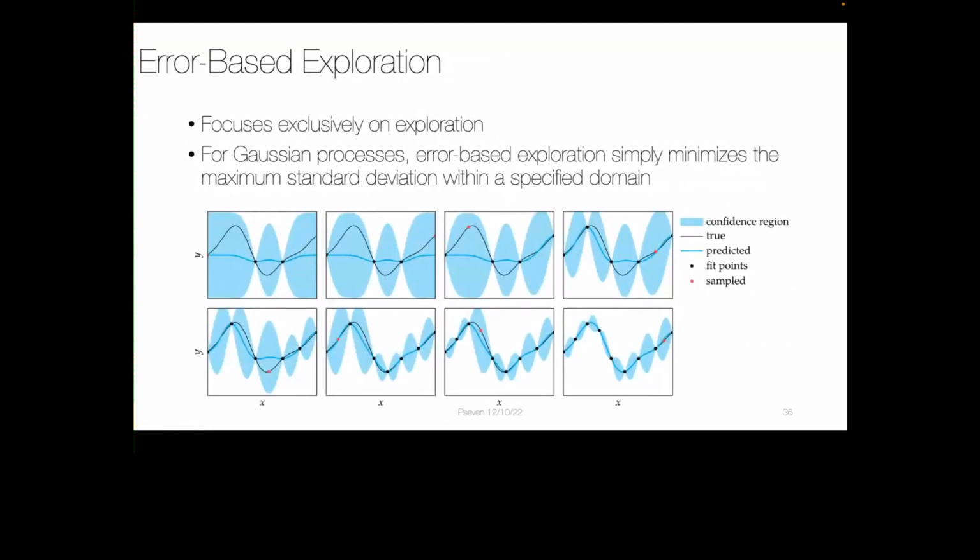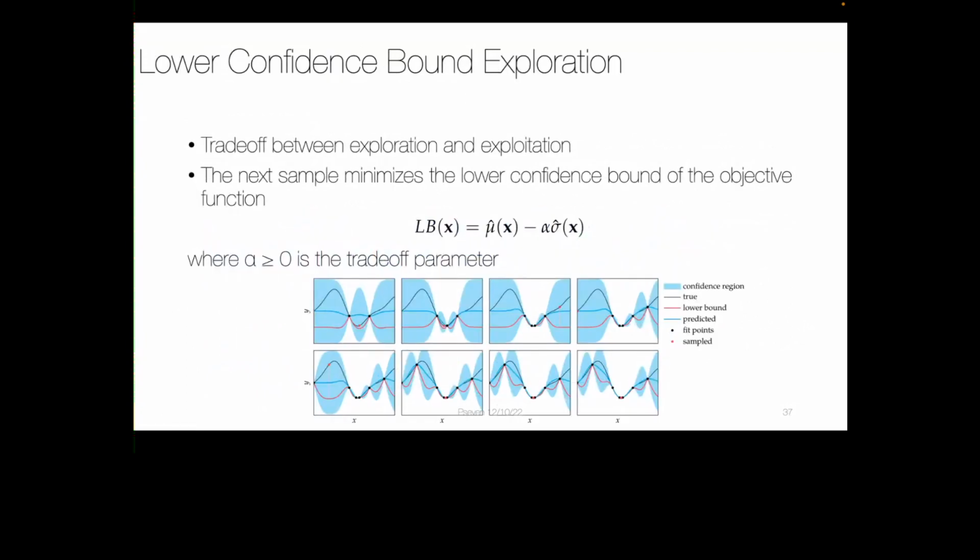You can see you exploit only the model. You can have the inverse, focus only on exploration, and so the error-based exploration simply minimizes the maximum standard deviation within a specific domain. So you can see with respect to iteration that you minimize the variance, right? And in fact, what is currently done is a trade-off between exploration and exploitation. And the next graph minimizes the lower confidence bound of the objective function, where alpha here in the equation is superior to 0. It's a trade-off parameter.